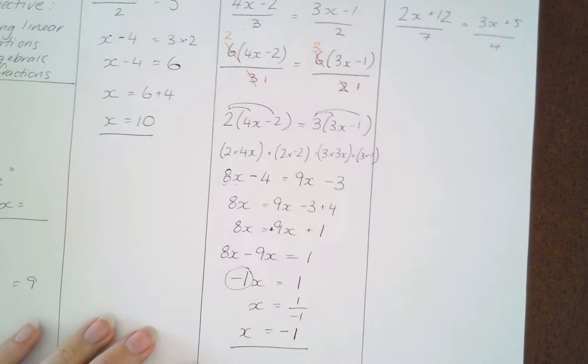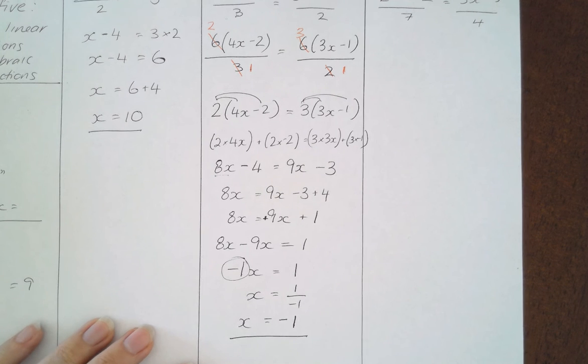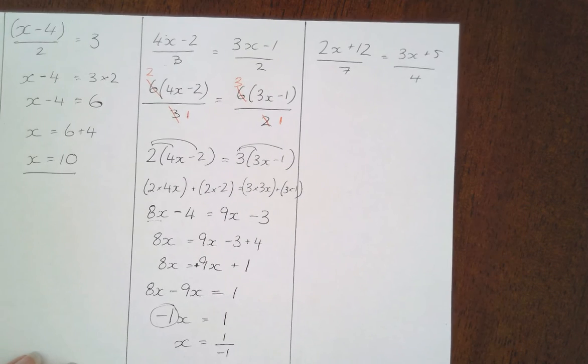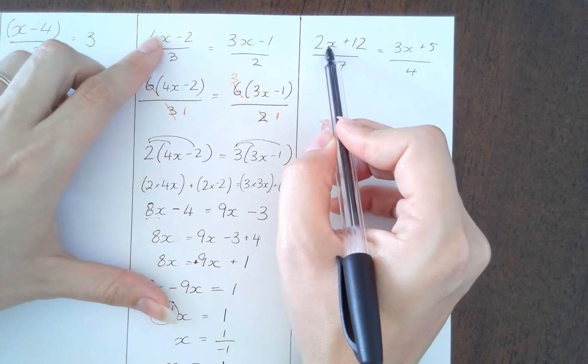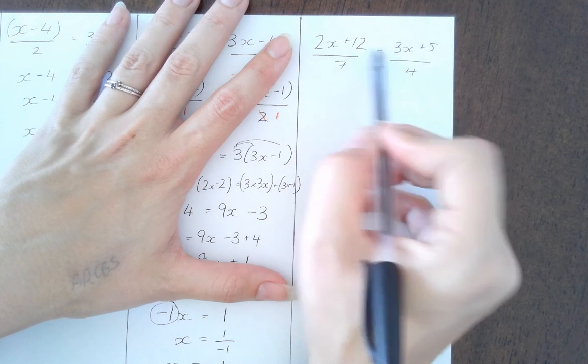So you can see these are a bit long-winded, and you've got to do some tricky things here. If you are confident with that, you can stop now, otherwise I'll do another example. Okay, we've got the same idea here. We've got a fraction, another fraction, and an algebraic term or a variable here and one there.